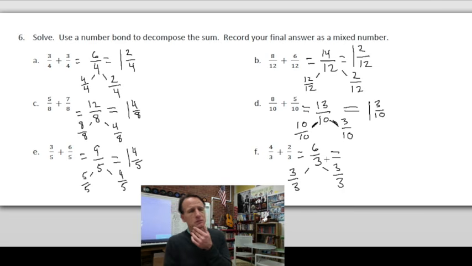Boy, I wonder how we handle this. Well, this is one whole, and this is one whole, and what's 1 and 1 but 2? So our answer is the whole number 2. That's it. 6/3 is 2. We just have one left. Let's do it!